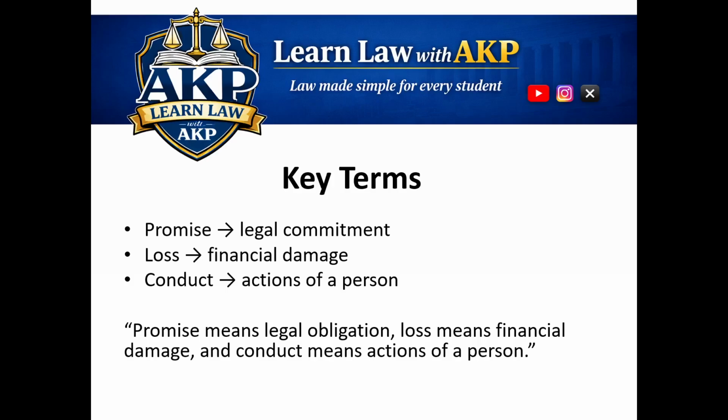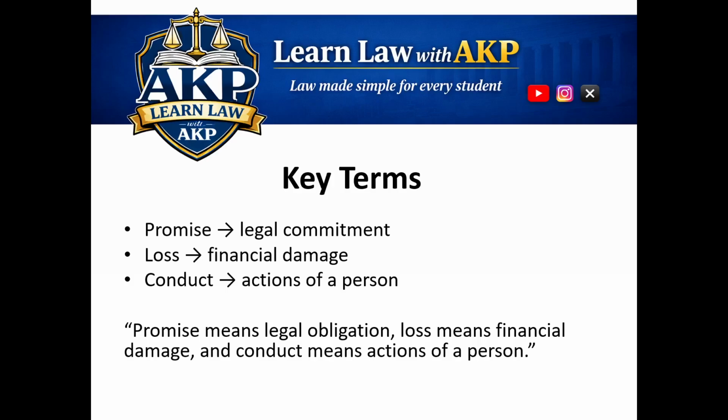The first word is promise. Promise means a legal commitment. It means one person is legally bound to do something. Next is save from loss. This means to protect someone from financial damage. Now, what is loss? Loss means financial damage or money loss. Next word is conduct. Conduct means actions or behavior of a person.